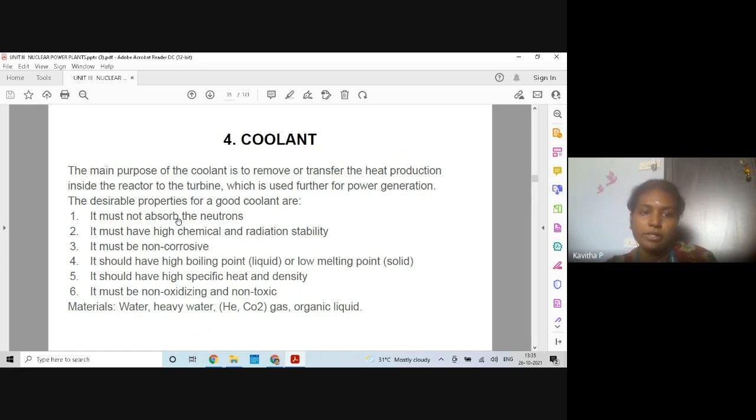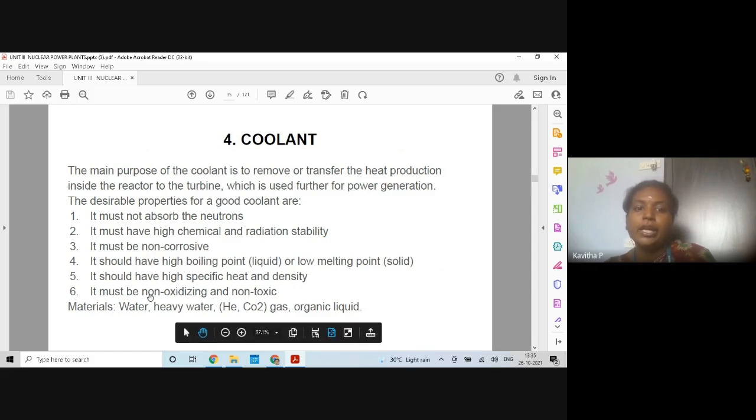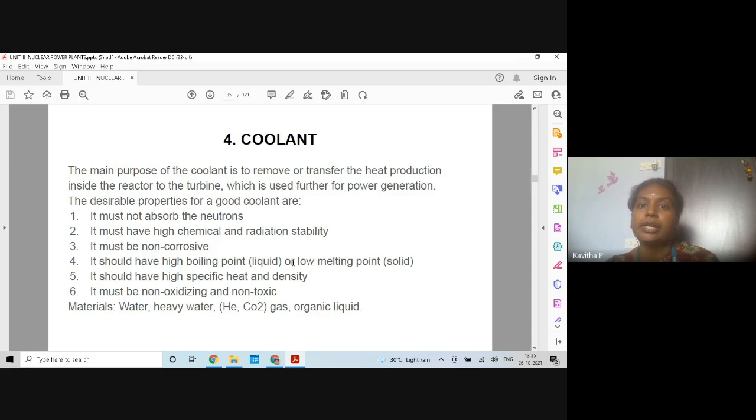The desirable properties of coolant are, again, that the coolant should not absorb any neutrons. It should be chemically stable, radiation stable. It should be non-corrosive, have a very high boiling point and low melting point, high specific heat and density. It should be non-oxidizing and non-toxic mainly. So these are all the qualities which are essential for a coolant. It should only maintain the temperature of the reactor within permissible limits, whereas the heat energy generated by the fission process is utilized to convert water into superheated steam, and that steam will drive the turbines, which are coupled to a generator to produce electricity.